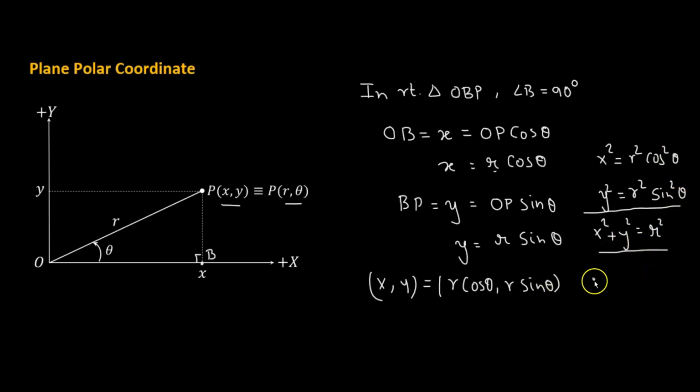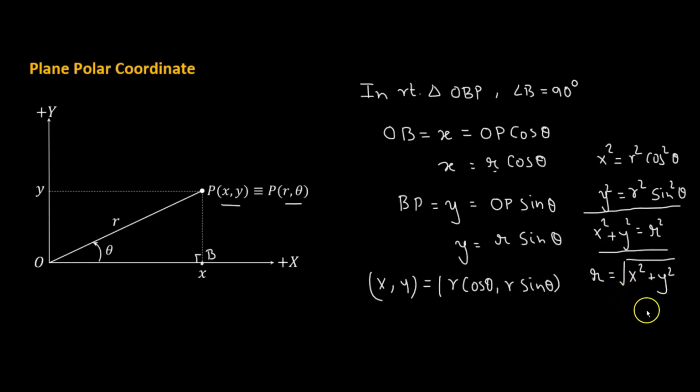Rewriting this equation in terms of r, we have the square root of x squared plus y squared, and this represents the distance OP. In the previous rectangular coordinate system we also used the Pythagoras theorem to obtain the same value. In that case OP represented the hypotenuse, whereas in this case the radial distance r represents the hypotenuse.